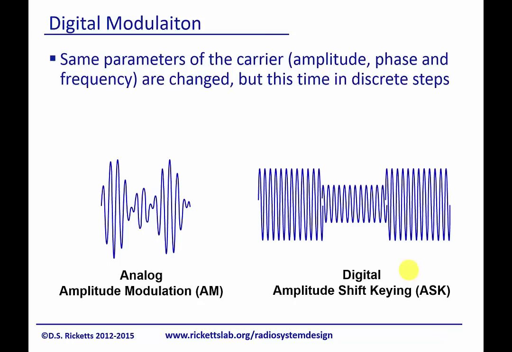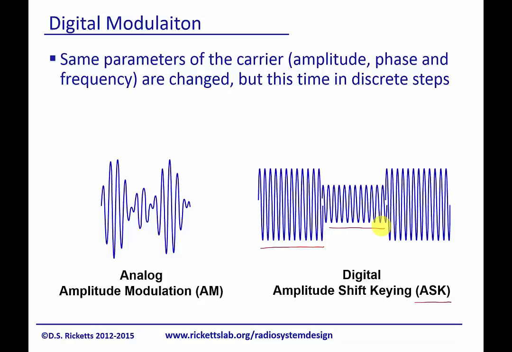So the basic idea of digital modulation is that instead of using an analog time-varying envelope, we simply use a binary change of state. And so here's an example of amplitude shift keying where we have one amplitude and then we have another amplitude. And we do this in discrete steps.